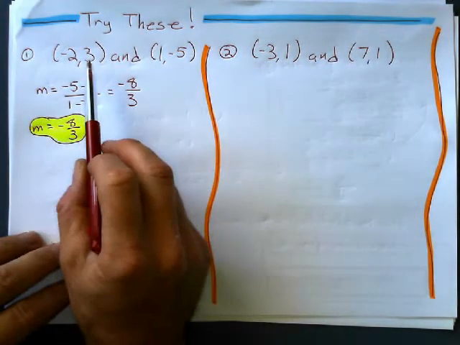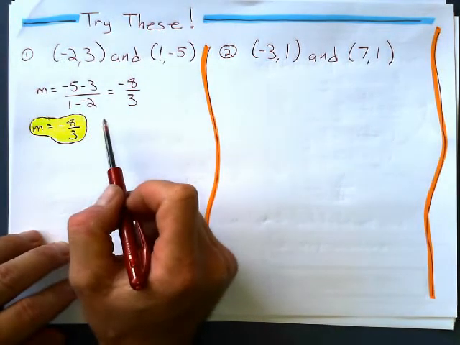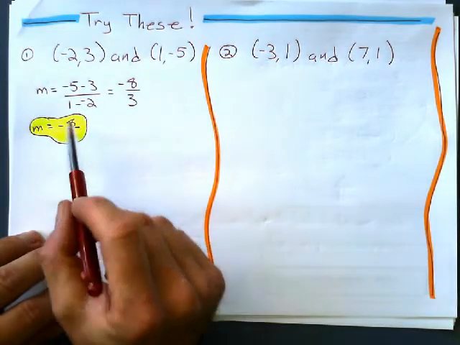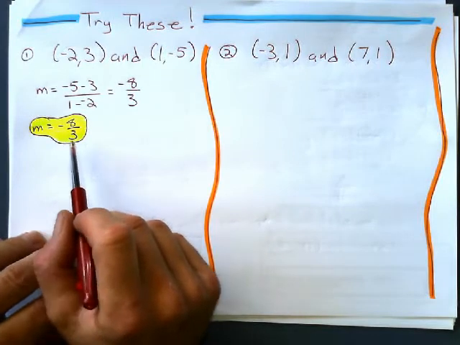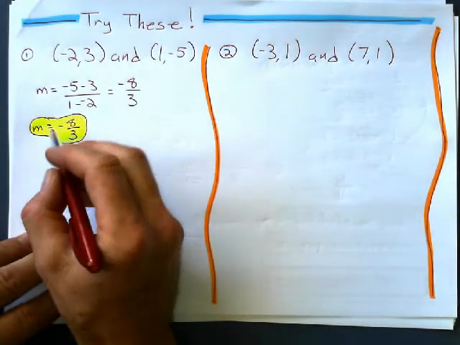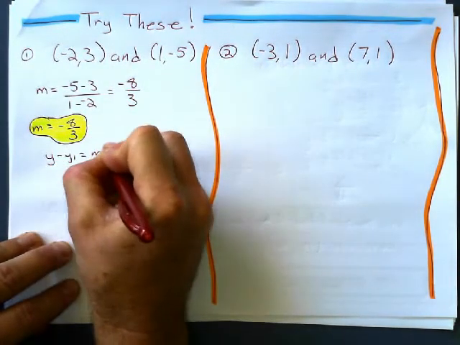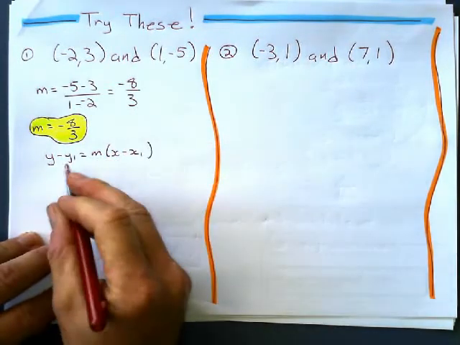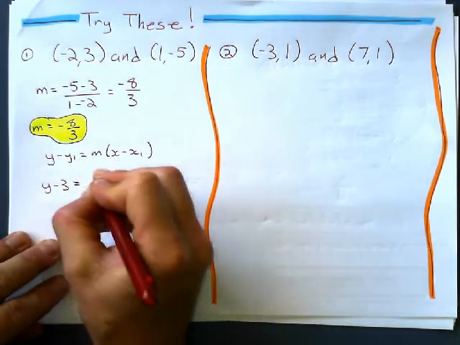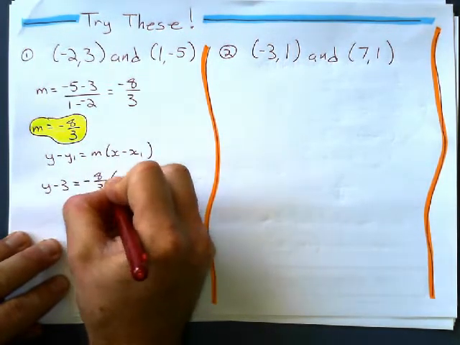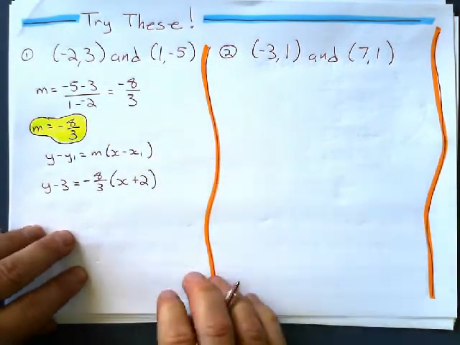For the first example, I got negative 8/3 for my gradient, and it's a fraction, but that's okay. Don't decimalize that, because it'll give you a recurring decimal, 0.3 repeating, so we don't want to do that. Now I'll substitute it into the equation y minus y1 equals m(x minus x1). Pick either point, it doesn't really matter which point you pick. y minus 3 equals negative 8/3 x, and since minus a negative 2 is just plus 2, I'm just going to write it like that.